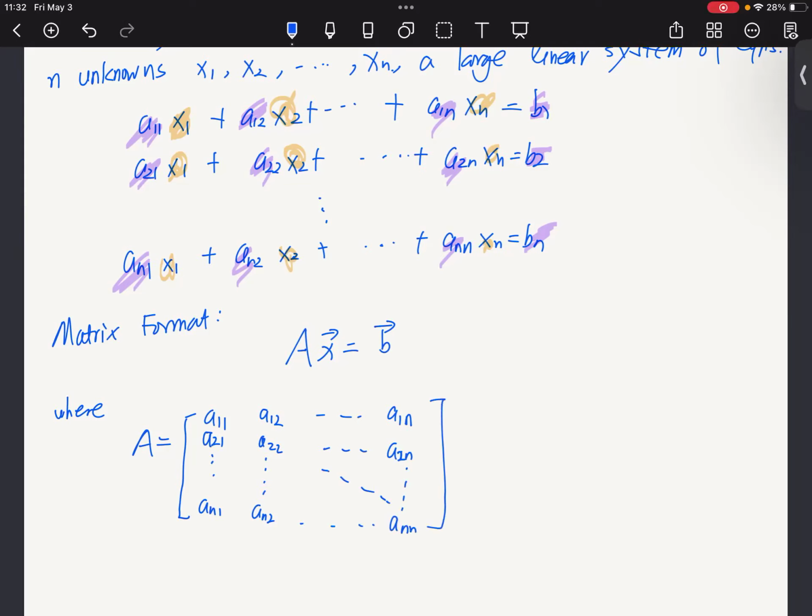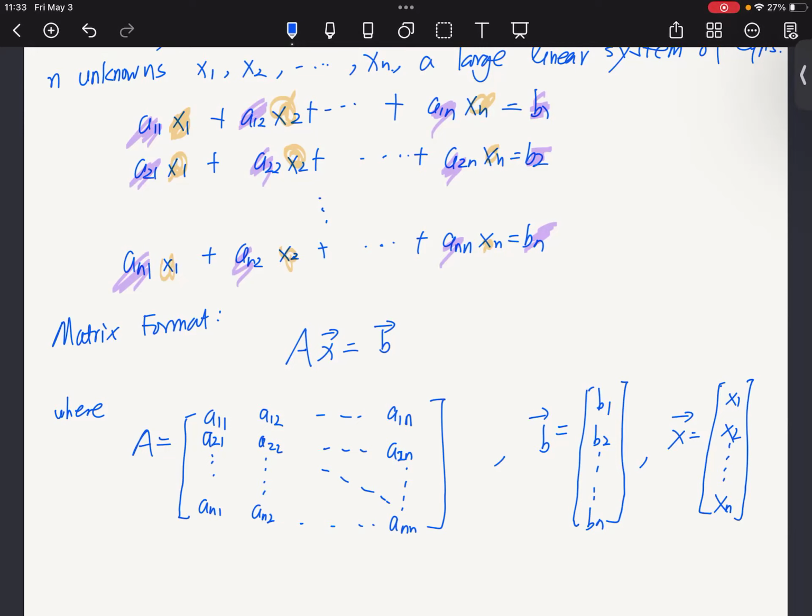And what's the B vector? The B vector is just the right-hand side, we already know that is some numbers, B1, B2, and all the way to Bn. And the X vector is the unknowns that we want to solve. It's just a vector, x1, x2, to the xn. And this is the matrix format.